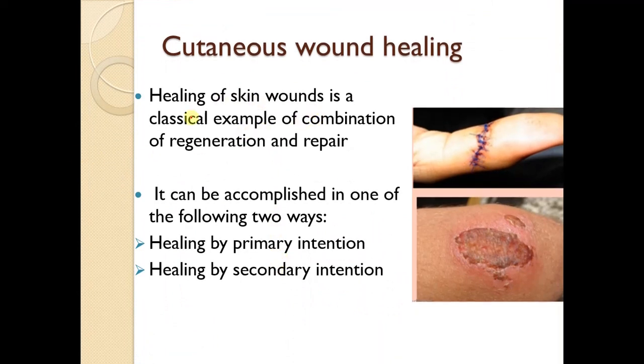Healing of skin wounds represents the classical example of both regeneration as well as repair. In regeneration, as you all know, there will be complete reconstitution of the tissue. However, in case of repair, this is not possible, and the damaged tissue has to be replaced by fibrous tissue. So here we are taking the example of healing of skin wounds, because it includes both the process of regeneration as well as repair. Healing of skin wounds can be achieved in one of two ways, either by primary intention or by secondary intention.